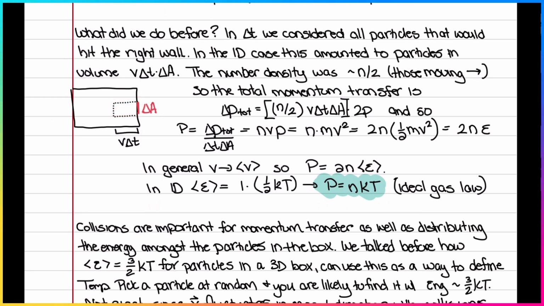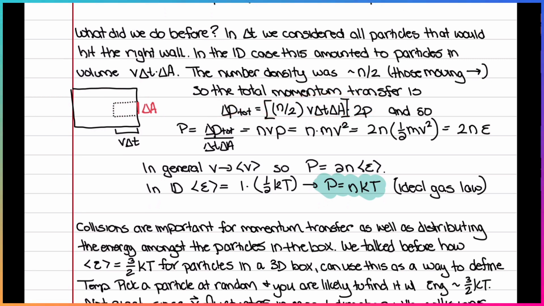So what did we do? The total momentum exchange: there are n over 2 particles moving to the right, but not all of them live in this little region right here. So we are only focusing on the fraction of the particles in the entire box that live within this little rectangle. This is the number per volume, and this has units of volume, so this entire thing gives units of number. So this is the total number of particles that will collide with the wall, or the total number of collisions. And then there's 2p momentum exchange per collision. So if you think of this as units of collisions times momentum per collision, this entire thing has units of momentum.